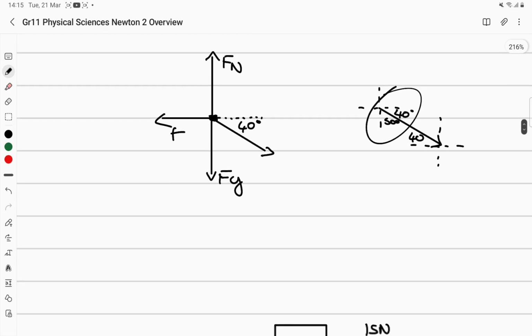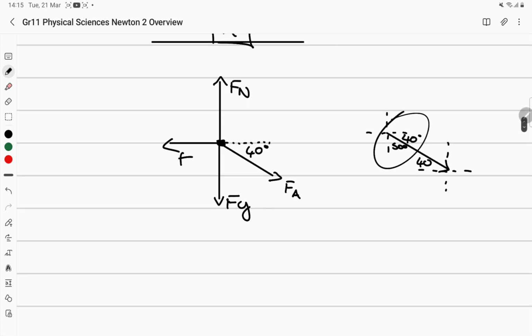All right, and from there, this is your applied force. If they were to ask you to calculate, there's another important thing I want to show you here.